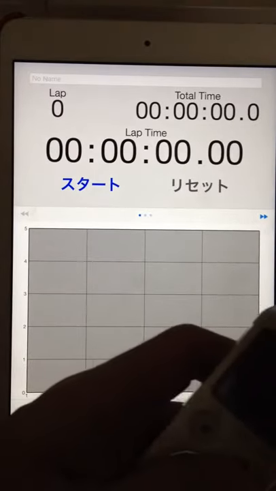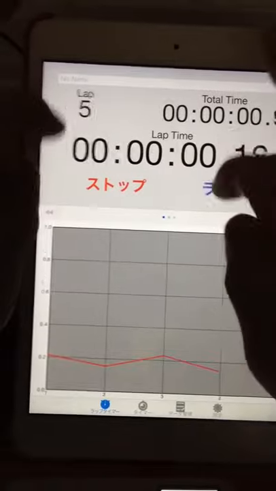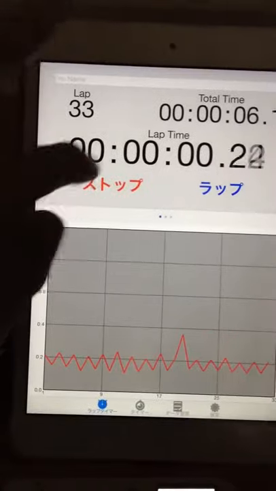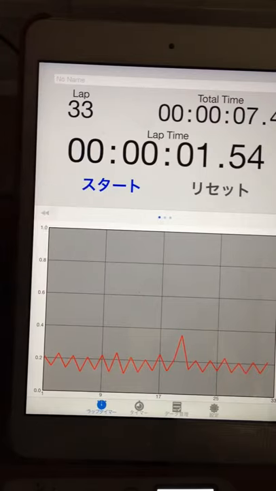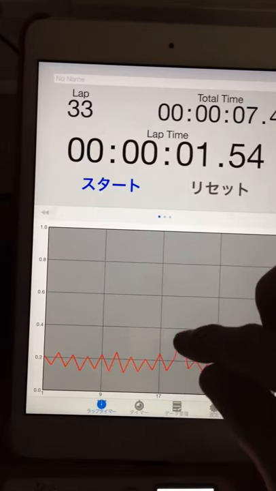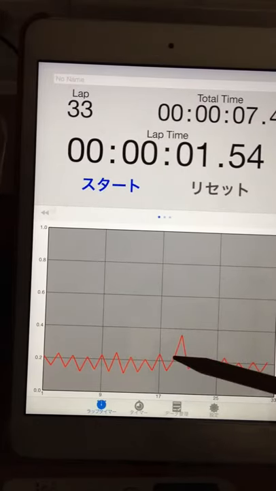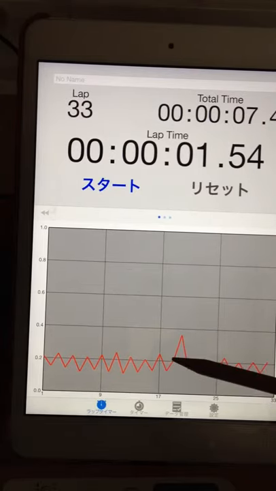Experiment on timing progression. Let's start singing and tapping. 1, 2, 3, 4. I miss one lap. Front, back, front. Front.